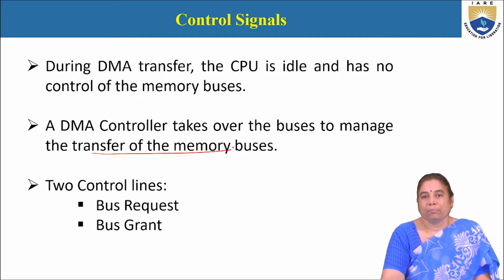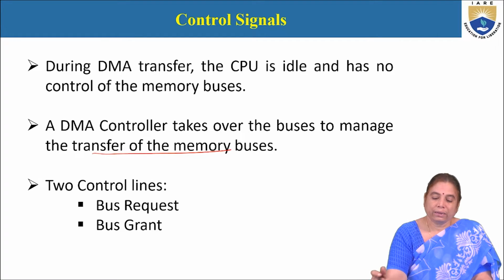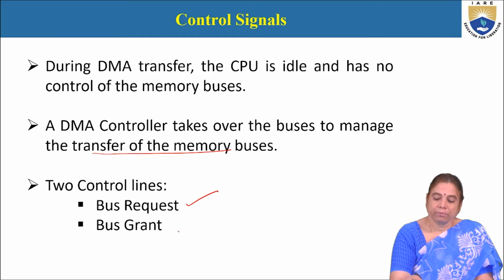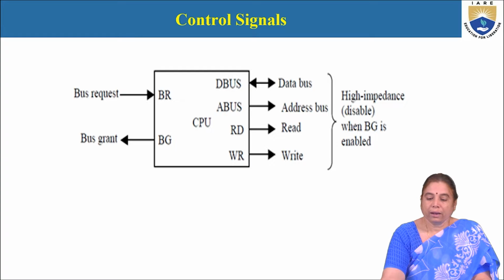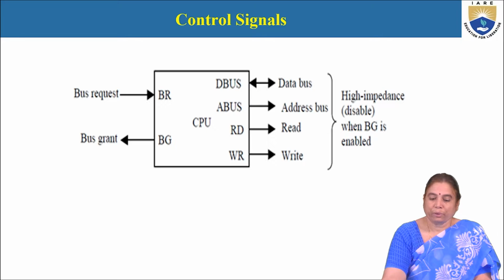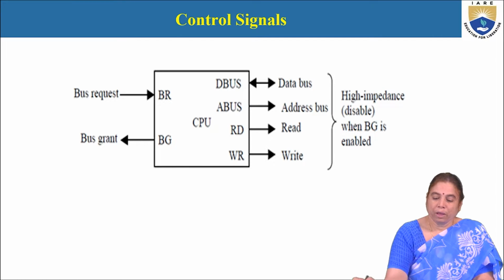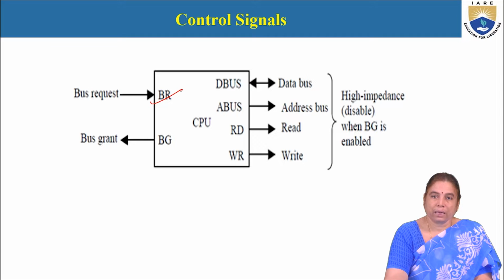The DMA module can get the attention of the CPU by using two control lines. One is bus request, the second one is bus grant. What is a DMA controller and how can the control signals be used for the CPU? So this is the CPU, and it has two special control signals: bus request, which can be designated with BR, and the second one is bus grant, designated with BG.